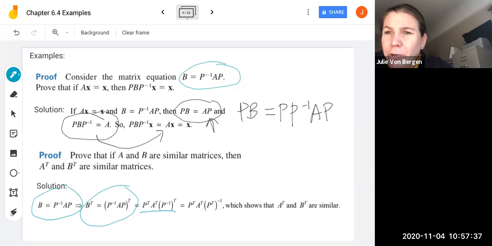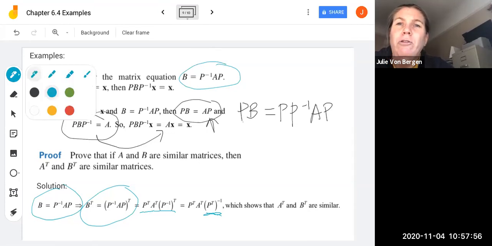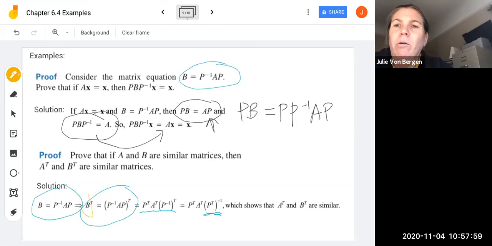And then we know also that we can flip the exponent order with transposes and inverses. So we can rewrite this as P transpose A transpose P transpose inverse. And so that's showing that A transpose and B transpose are similar, because this was B transpose over here in our equality. So we have B transpose equals this relationship with A transpose on the inside, and that's a similar matrix relationship. Okay, so in the group work, you will be doing some practice with these chapter 6.4 similar matrix calculations.